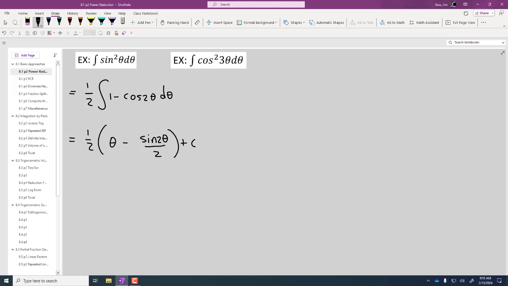Power reduction, again, you can distribute the half if you want, it's only good for sine squared and cosine squared. So let me just point out one algebraic thing here. Do you see how the half is factored out of just these two terms here, but it's not factored out of the c?